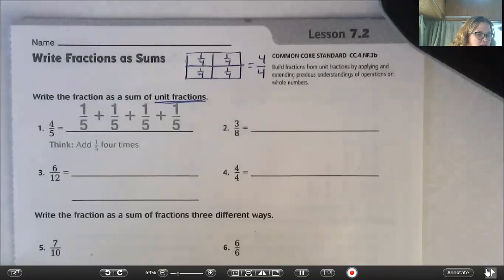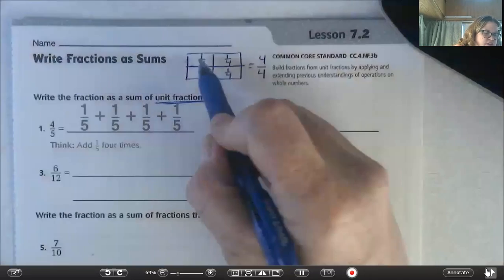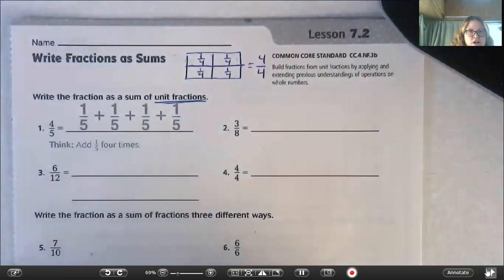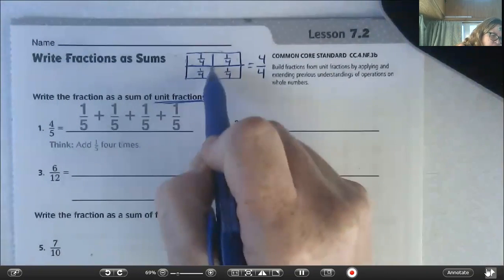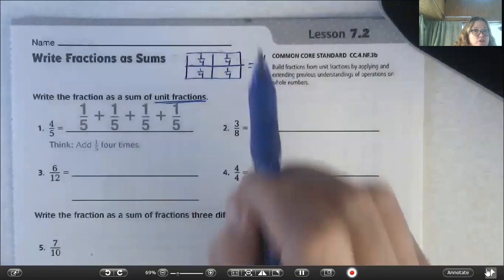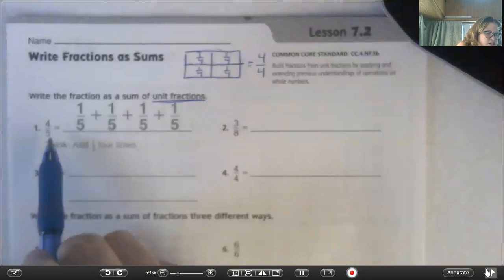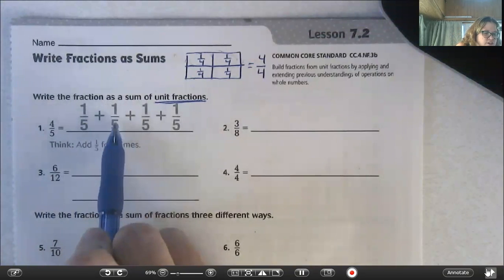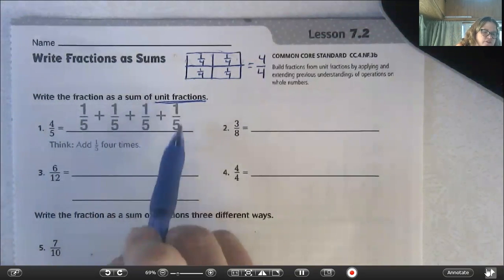parts. So if I was going to talk about 2 of those, I'd have 2 unit fractions. If I was talking about 3 of them, I would have 3 unit fractions, but all of them, I have 4 unit fractions. So as you can see, 4/5 would be 1/5 plus 1/5 plus 1/5 plus 1/5.